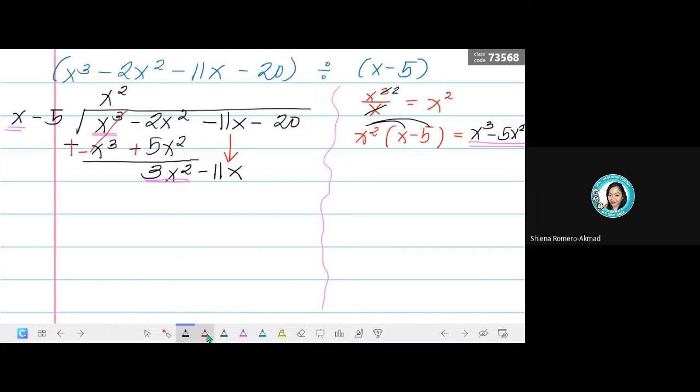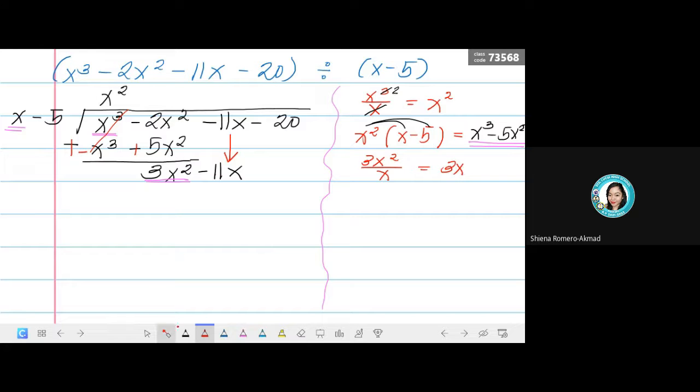Okay, next. We have 3x squared divided by x. After we divide, makikita ninyo, magbabago yung exponent. Ano yung magiging sagot natin dito? Yes, Lego. 3x squared? Ay, ano pa pala? 3x. So, sabi ni Gonzales and Postrano, 3x.